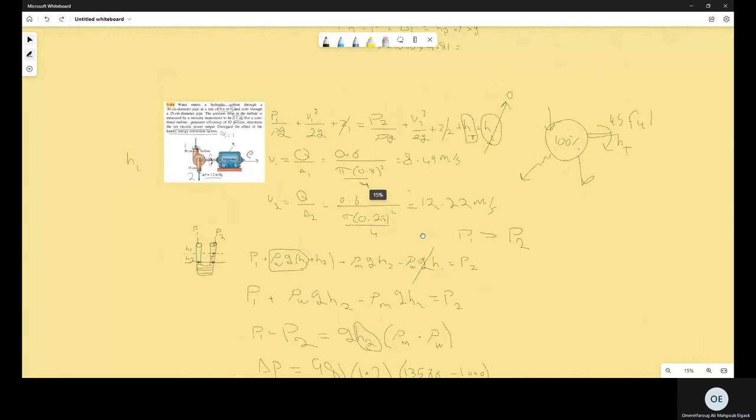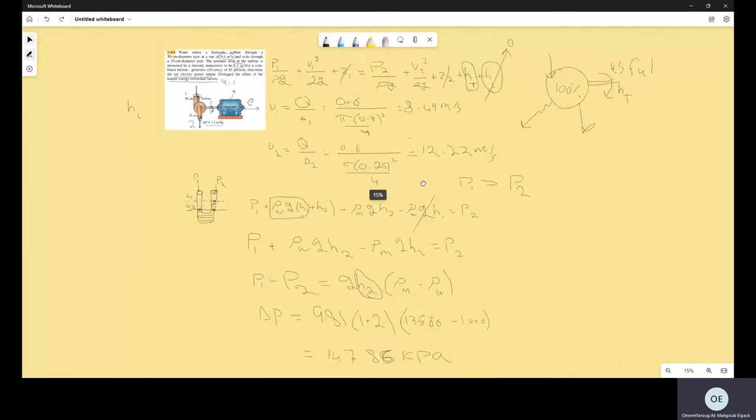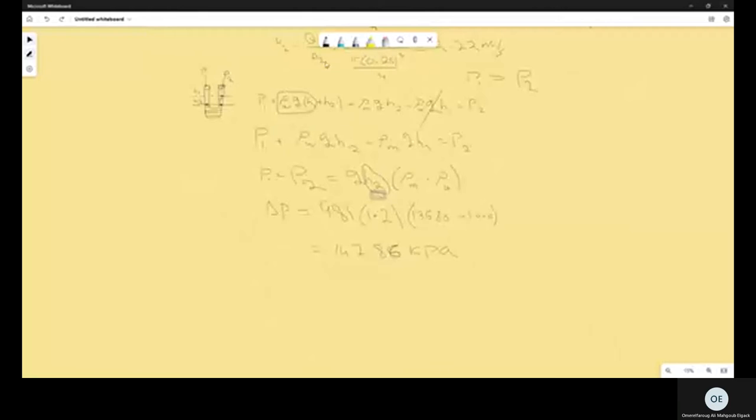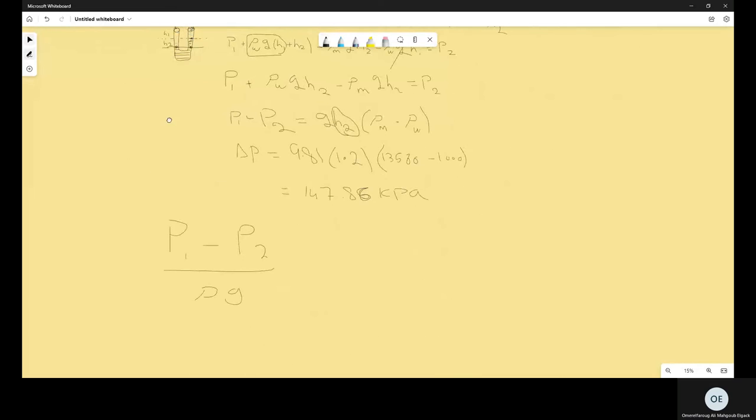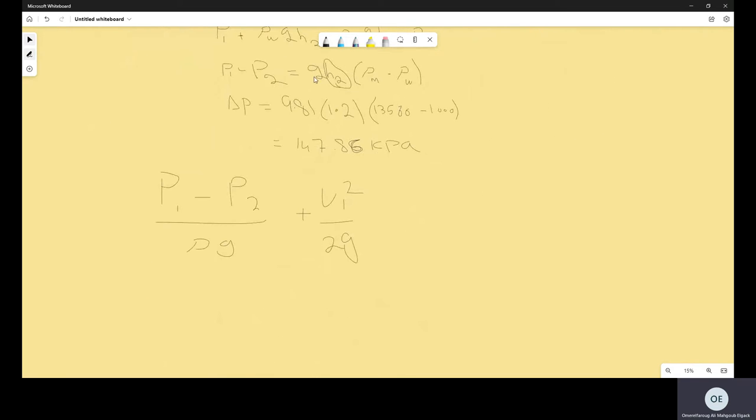We have P1, bring the P1 minus P2 by rho g. We brought P2 to the other side, and then you have plus V1 squared by 2g, then in the other side you have V2 squared by 2g plus the head of the turbine. Here the head of the turbine, assuming it's 100% efficient, and there is no HL, neither in the turbine nor in the piping.